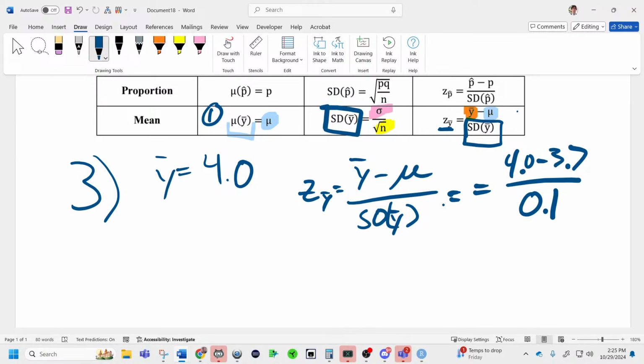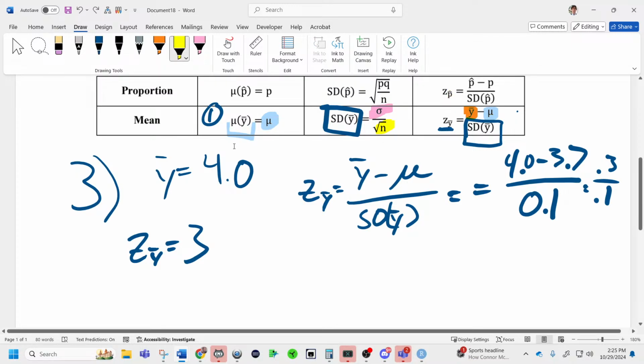So this solves out to 0.3 over 0.1. So z y bar is equal to 3, which is just a measure of how odd the y bar is. That's why we call it z y bar, versus the z p hat, which is a metric of how odd the p hat is. So it is pretty odd.